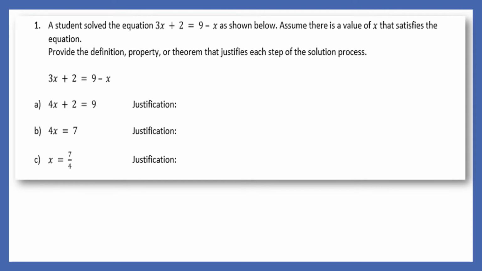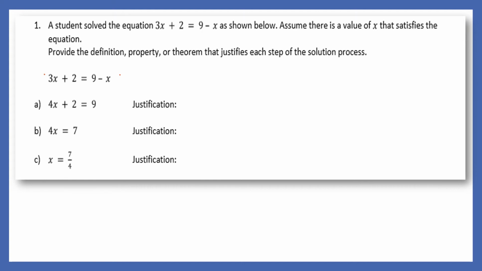Okay, this is our last example in terms of properties. We want to end with properties, just kind of a review. This is a good example of what it could say. It could say type your answers or provide the definition. This one says a student solved the equation 3x plus 2 equals 9 minus x as shown below. Assume there's a value of x that satisfies the equation. So all that means is there's an answer. We found an answer for x that could work to balance both sides of these equations.